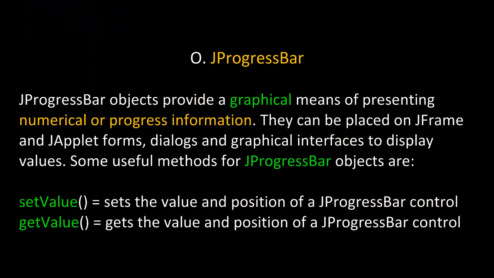The next Swing component we'll examine is the JProgressBar. JProgressBar objects provide a graphical means of presenting numerical or progress information. They can be placed on JFrame and JApplet forms, dialogs, and graphical interfaces to display values. Some useful methods for JProgressBar objects are setValue, which sets the value and position of a JProgressBar control, and getValue, which gets the value and position of a JProgressBar control.